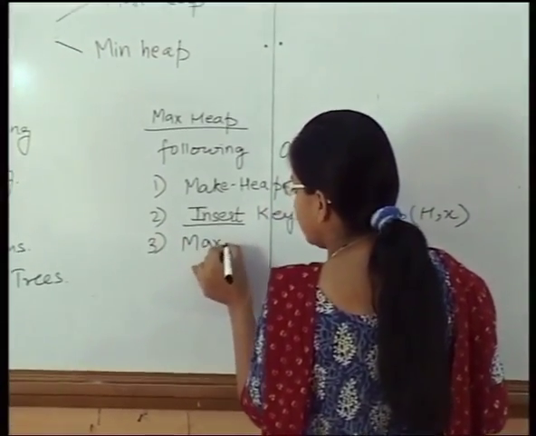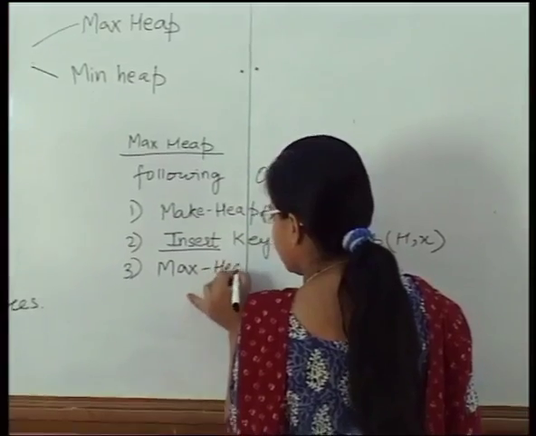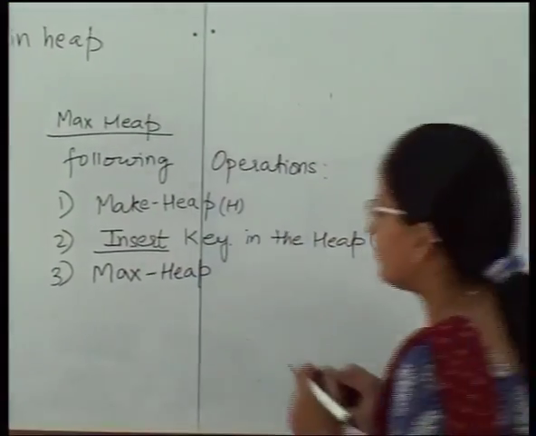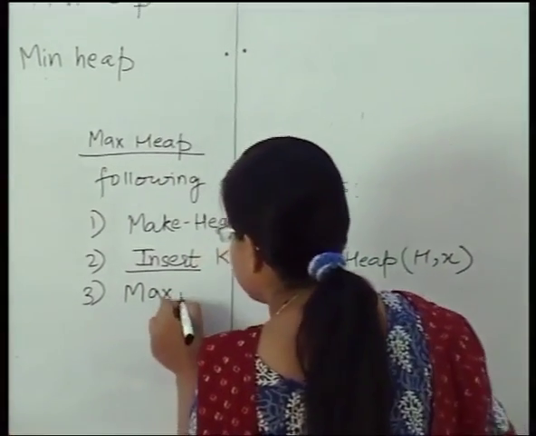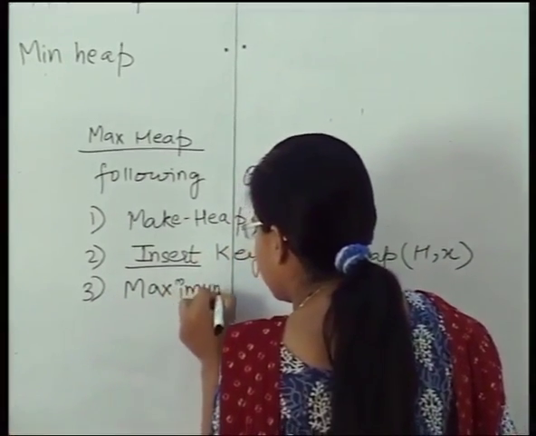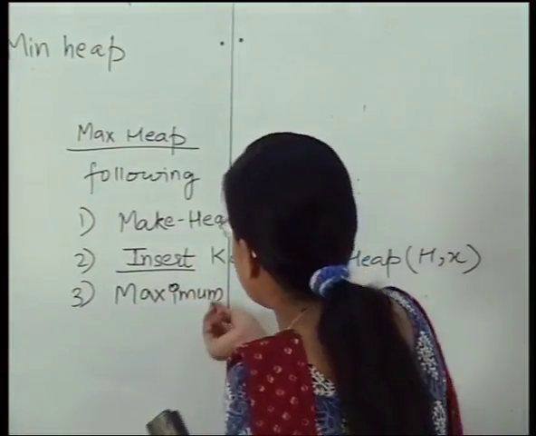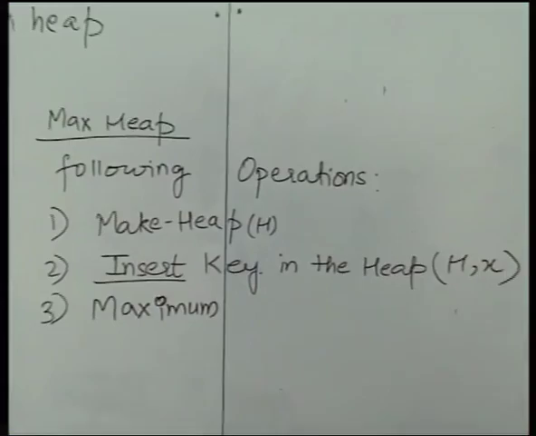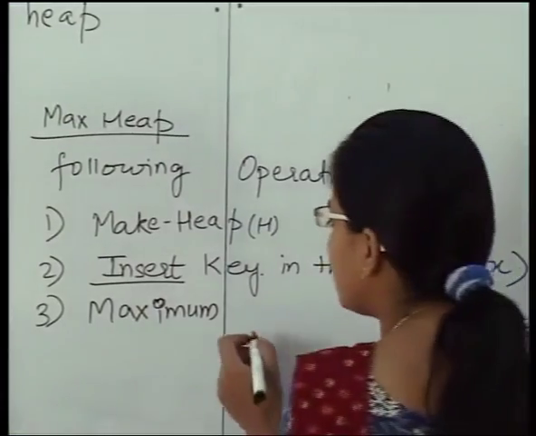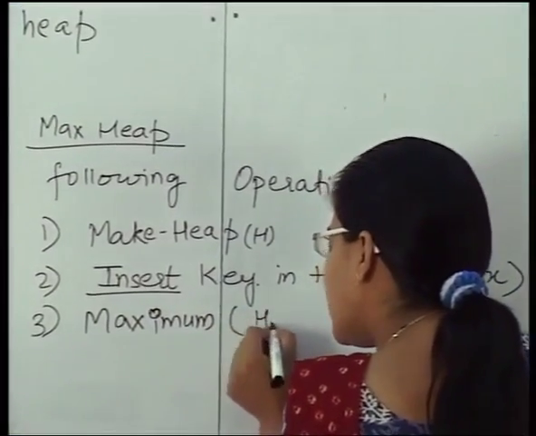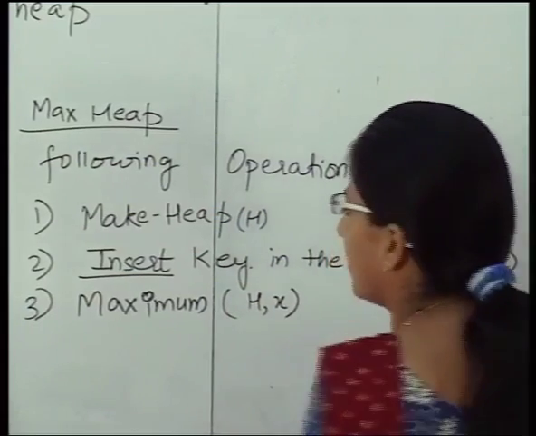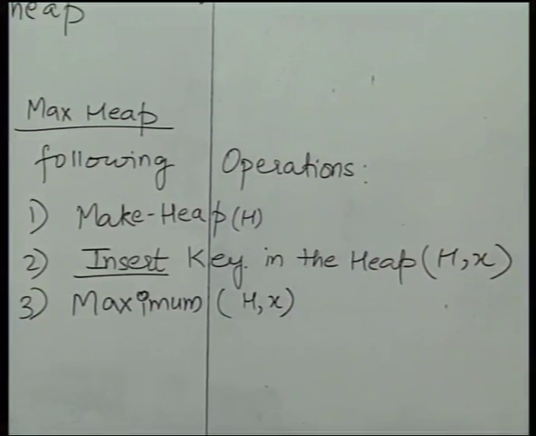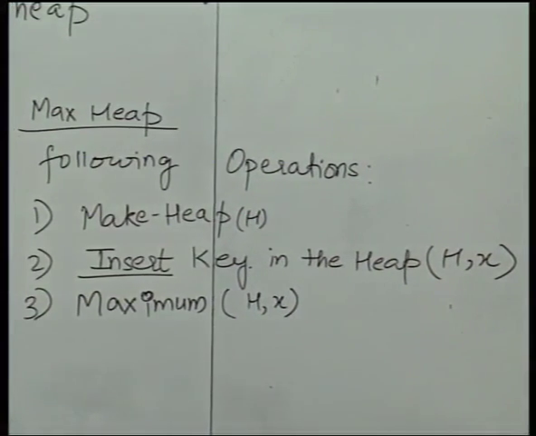Third, max heap. Or you can say maximum, so that there will be no similarity between the name given to the heap and the operation. Maximum is supposed to return a value from the heap which is maximum, and that is, in the case of max heap, the root value.